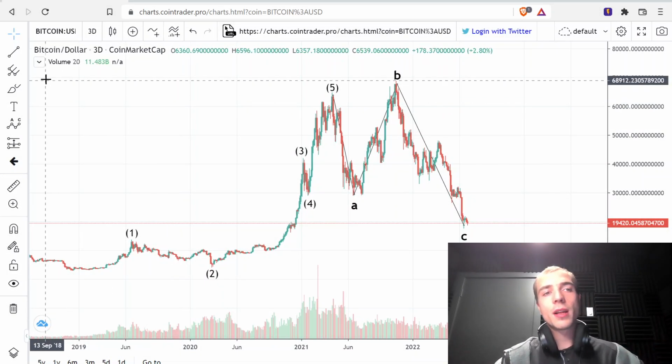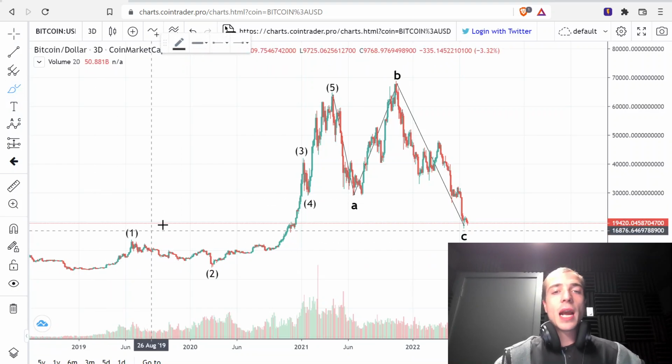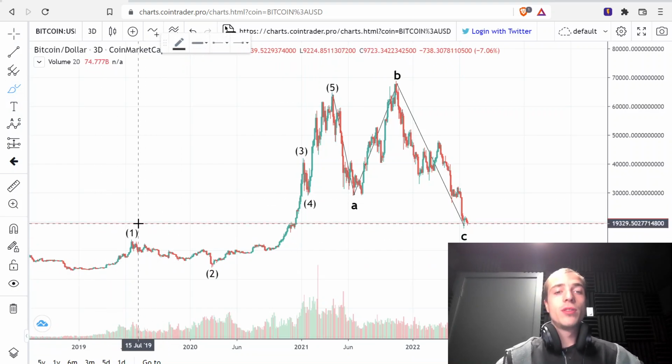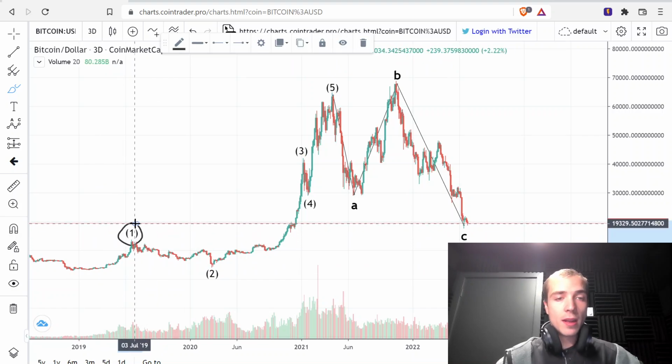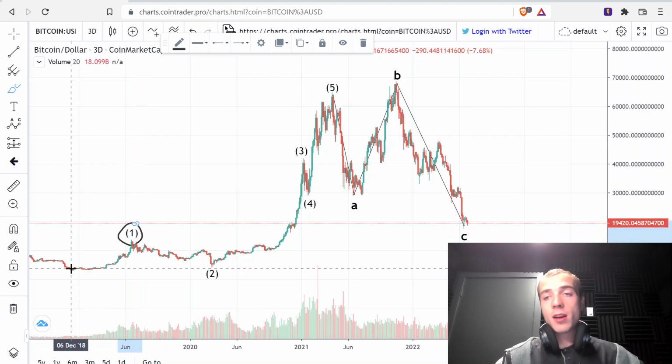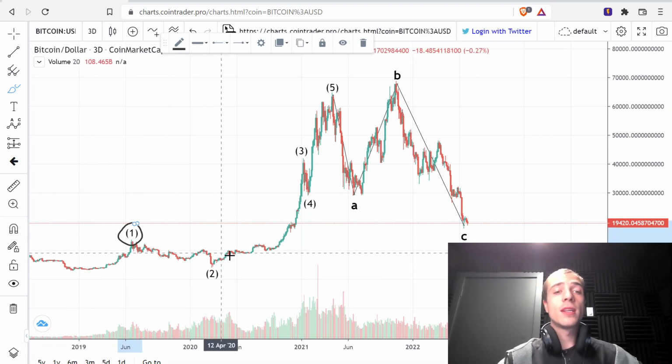Okay, so first here, let's just break down the Elliott waves here on Bitcoin. As you guys can see, I have the Elliott waves drawn on this chart. We have our first wave right here, where the market started impulsing from about 3,000 up to 14,000.